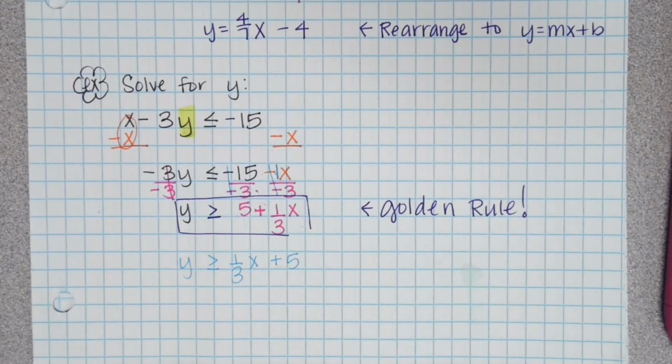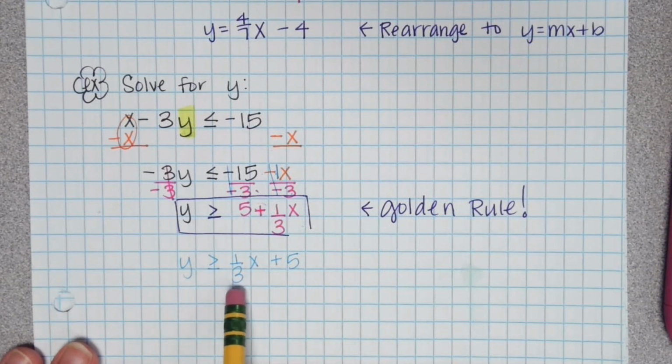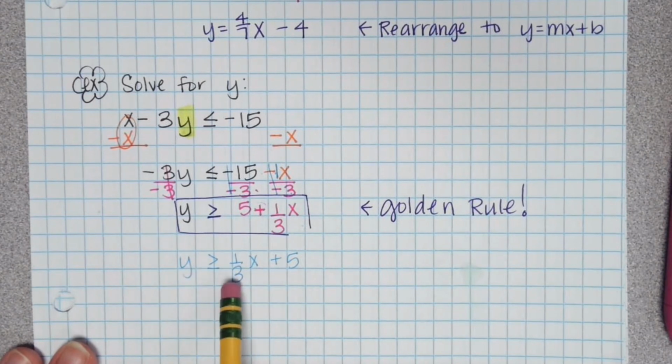All right, so quick review to see how much you actually remember from 8th grade. We talked about this being in y equals mx plus b. So what does 1/3 represent? The slope. Remember, m is your slope. What does the plus 5 represent? The y-intercept. So this form is called slope-intercept form.